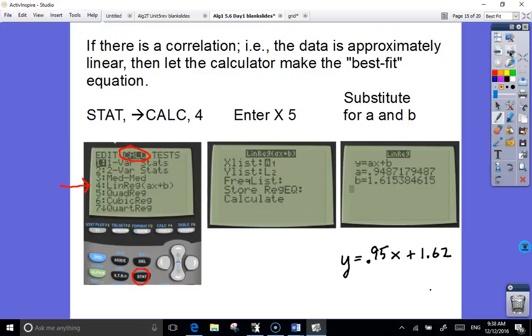Guys, so everybody should come up with this same screen. Y equals AX plus B, and then it tells you the value of A equals 0.9487, B is 1.615, etc. Is everybody getting to that screen? Yes. Okay. So you can write this down then. Here's the equation. Let's round it off to 2 decimal places. Y equals 0.95x plus 1.62.